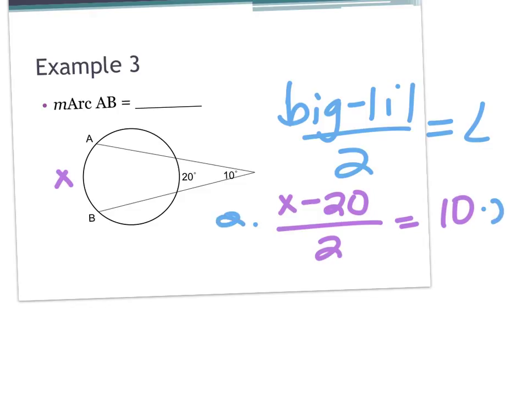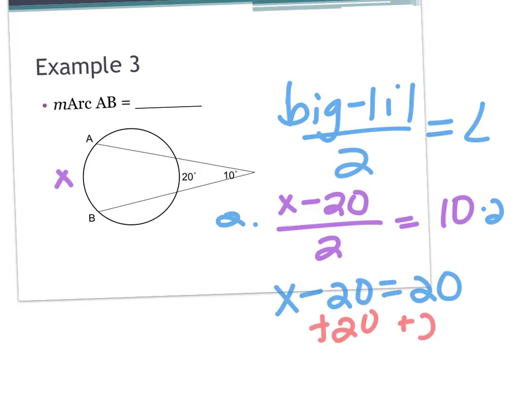Multiply by 2 on both sides. X minus 20 equals 20. Add the 20. And x is 40 degrees. So you've got to figure out, based on where the angle is located, which equation or which expression you're going to use to find the measure of it.